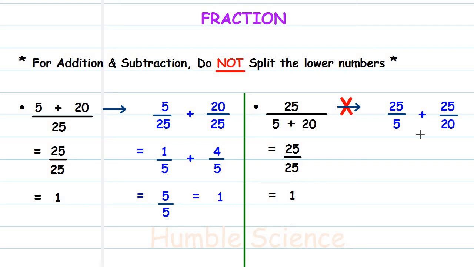Well, we can try taking a look. So let's say 25 over 5 is going to give us 5, and then 25 over 20 is going to be 5 over 4, which is about 1.25. So the answer here is going to be 6.25, which is wrong. It's not 1. So please do not split the lower numbers when you add or subtract fractions. Well, let's try taking a look at one more example.